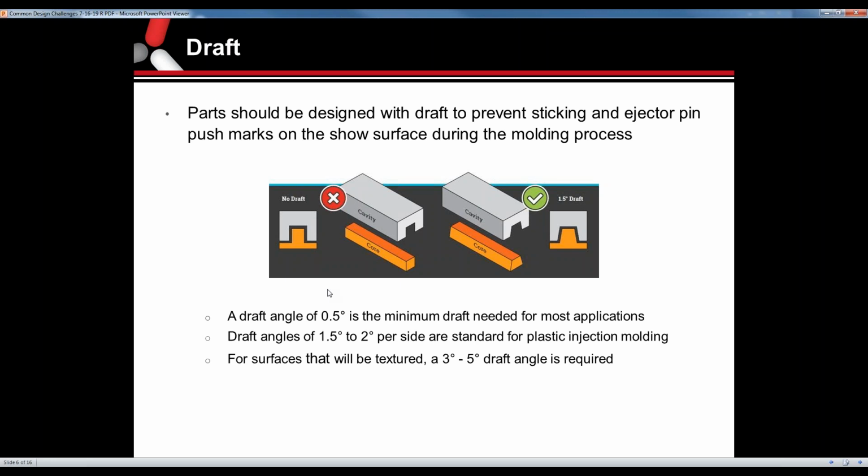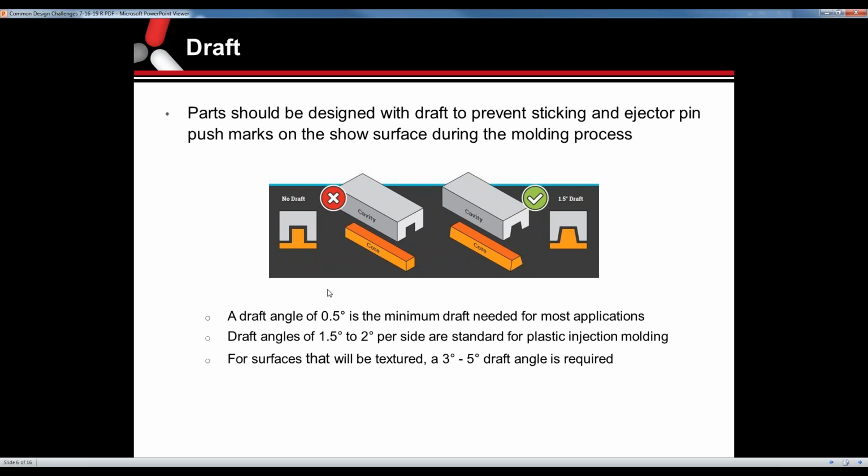If you're going into parts that have texture, depending on what that texture is, heavy stipple or whatever, 3 to 5 degrees, and sometimes that can go a little more depending on what the texture is and how deep it is. Then keep in mind how the tool or the part is going to be built, and that will dictate your draft directions and everything else.